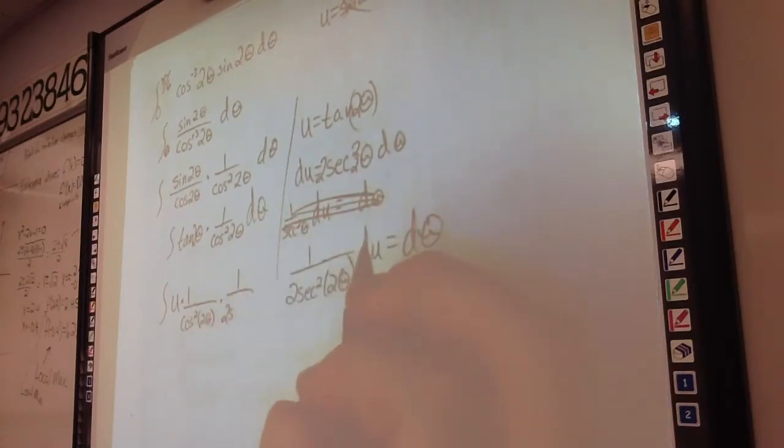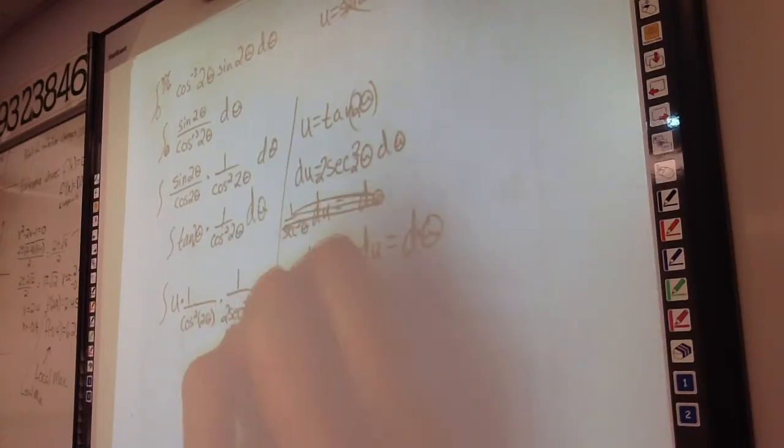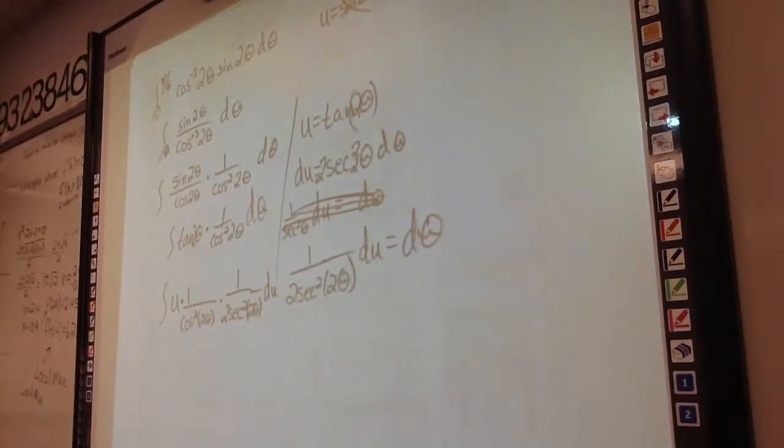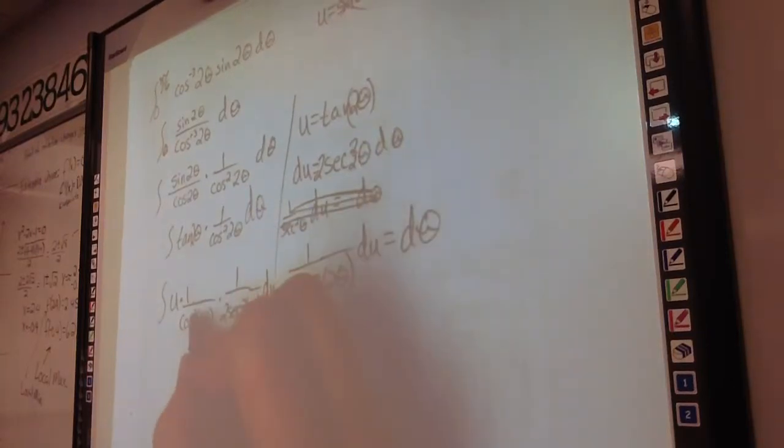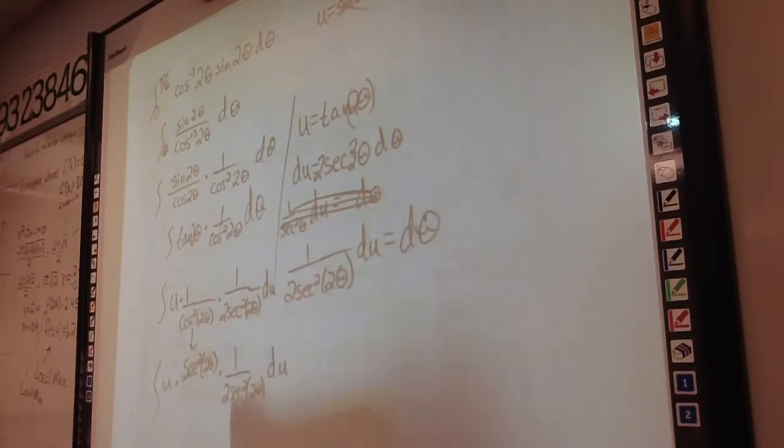2 secant squared of 2 theta. Then you just realize that secant squared is 1 over cos squared of 2 theta. Either way, this is secant squared of 2 theta. So look what happens. The secant squareds go away, and you're left with 1/2 u du. Why did I get this wrong?